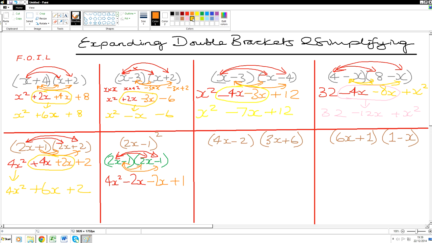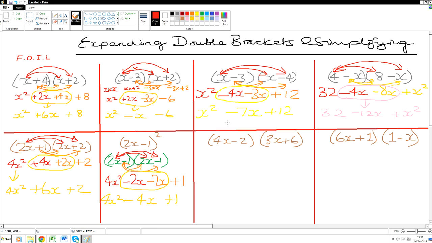Now we need to simplify like terms. There's only two like terms, which are the x terms. The 4x squared gets copied down because there's nothing to simplify with. The plus 1 gets copied down. Minus 2x and another minus 2x, you owe me 2x and you owe me another 2x, so altogether you owe me minus 4x. Well done.